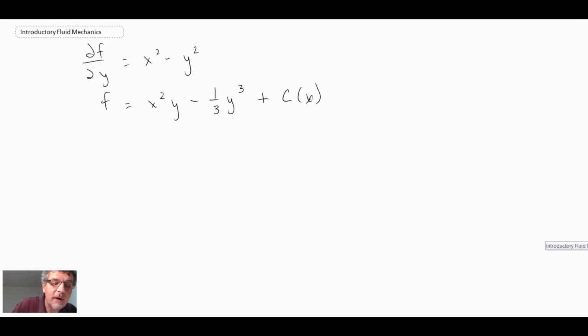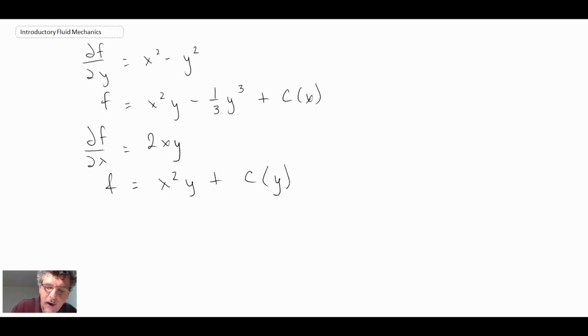we have another equation that we will integrate, and so that is partial f by partial x equals 2xy. When we integrate that, we get f is x squared y plus some other constant of integration, which could be a constant or it could be a function of y, so we'll write it that way. Now what we're going to do is equate these two. And when we equate these two, what we end up with is the following equation.